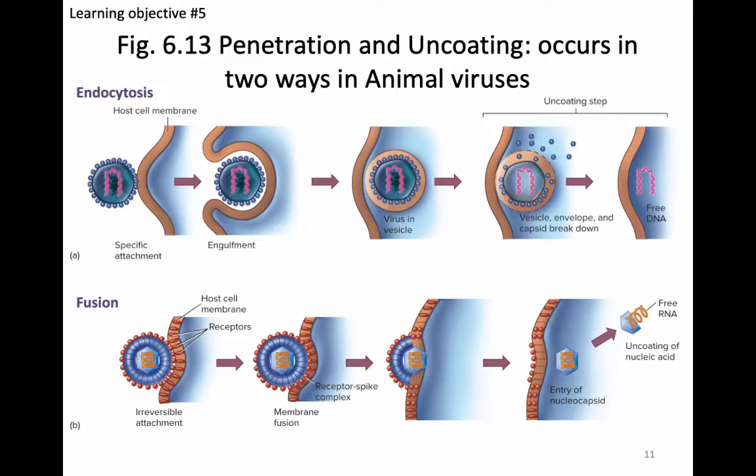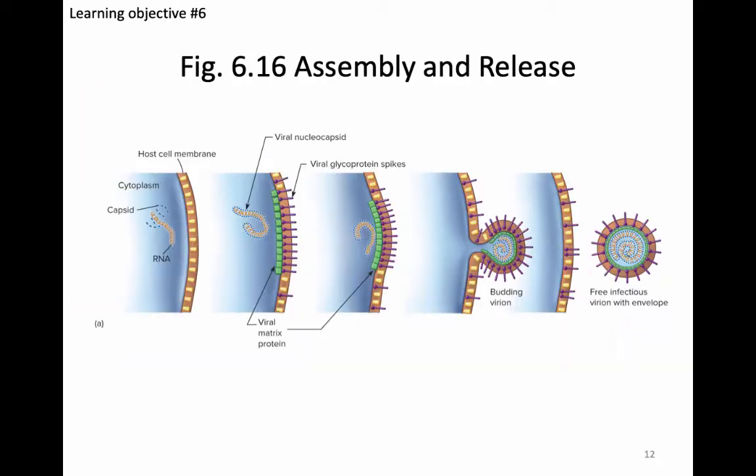Naked and enveloped viruses can penetrate a host cell by endocytosis, and enveloped viruses can penetrate by fusion, and only enveloped viruses. Once the viral DNA or RNA is in the interior of the host cell, the host cell's machinery is taken over. Mostly the ribosomes and enzymes of the host cell will now be used to make viral proteins and viral nucleic acid. So in the assembly stage of the life cycle, all of the components of the virus are made inside the host cell by the host cell machinery.